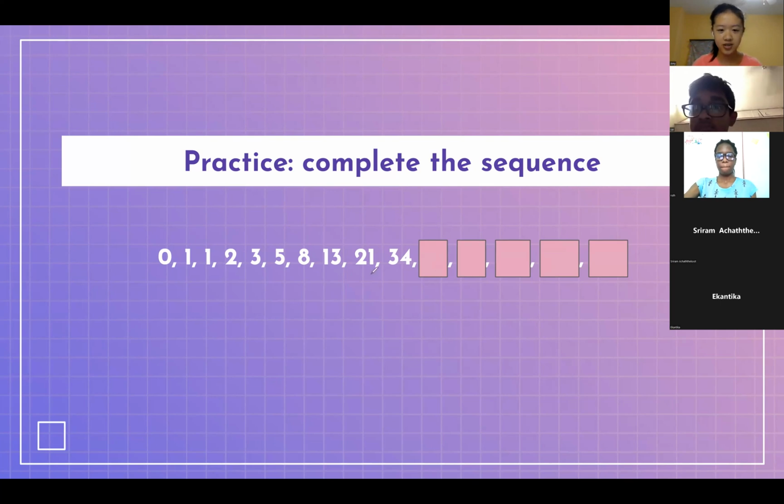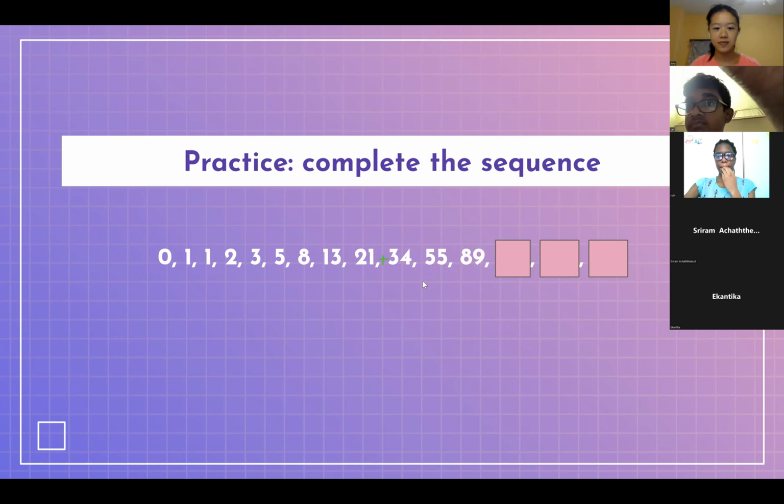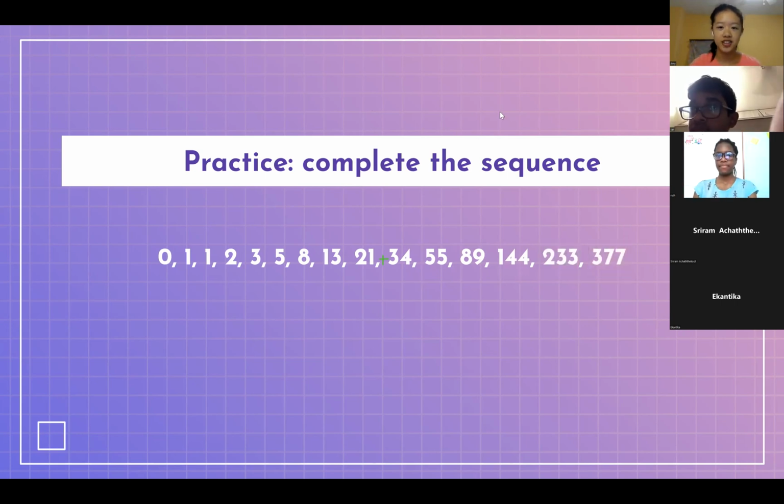So to get the next term, you just add the previous 2 terms. So 21 plus 34 is 55. And then 55 plus 34 is 89. And then 89 plus 55 is 144. And then you keep going on and on. And this makes for a very interesting sequence. And we're going to explore some of the properties about it that you might not have heard before.